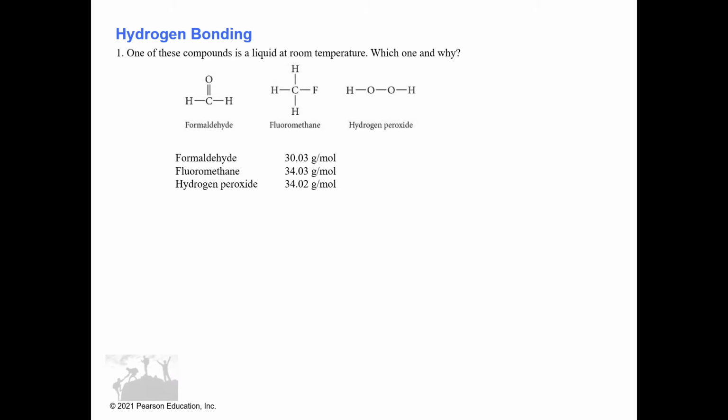Okay, so here are the molar masses for these 3 different compounds. You would think that they would all have about the same boiling points, melting points, but that's not true because the hydrogen peroxide can exhibit hydrogen bonding. So because that is an extra intermolecular force and because it's stronger than dipole-dipole and dispersion forces, it is a liquid at room temperature. The other 2 would be gases.